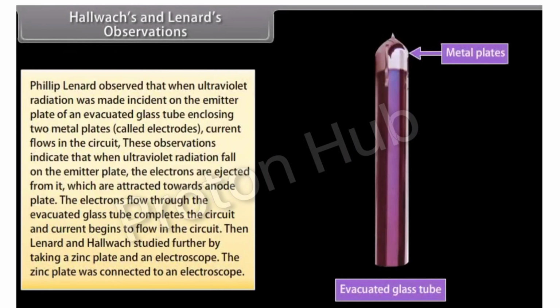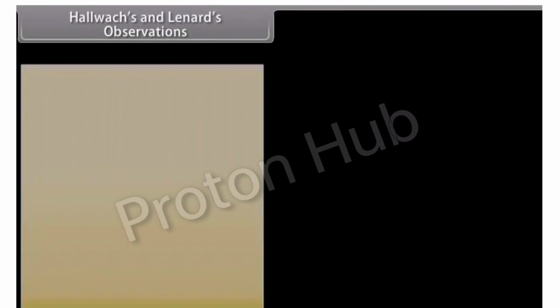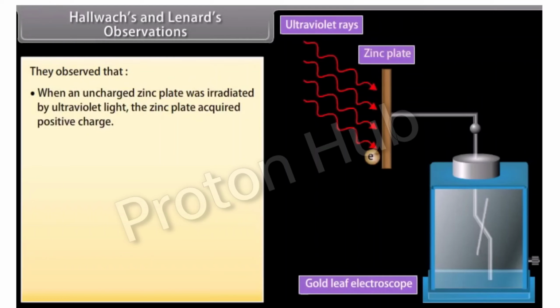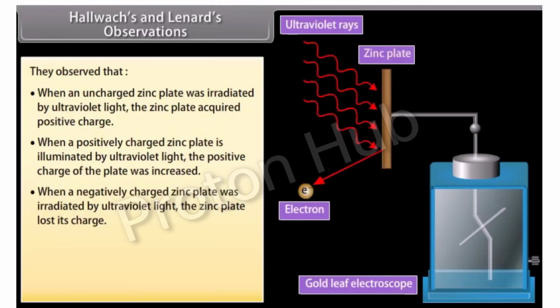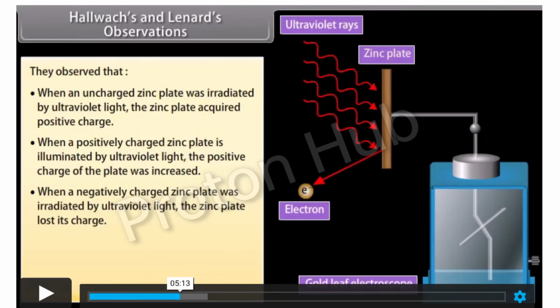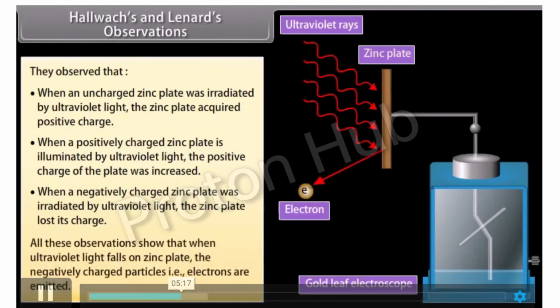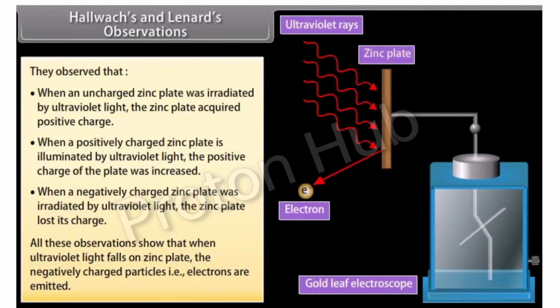Then Lenard and Hallwach studied further by taking a zinc plate and an electroscope. The zinc plate was connected to an electroscope. They observed that when an uncharged zinc plate was irradiated by ultraviolet light, the zinc plate acquired positive charge. When a positively charged zinc plate is illuminated by ultraviolet light, the positive charge of the plate was increased. When a negatively charged zinc plate was irradiated by ultraviolet light, the zinc plate lost its charge. All these observations show that when ultraviolet light falls on zinc plate, the negatively charged particles, that is, electrons, are emitted.